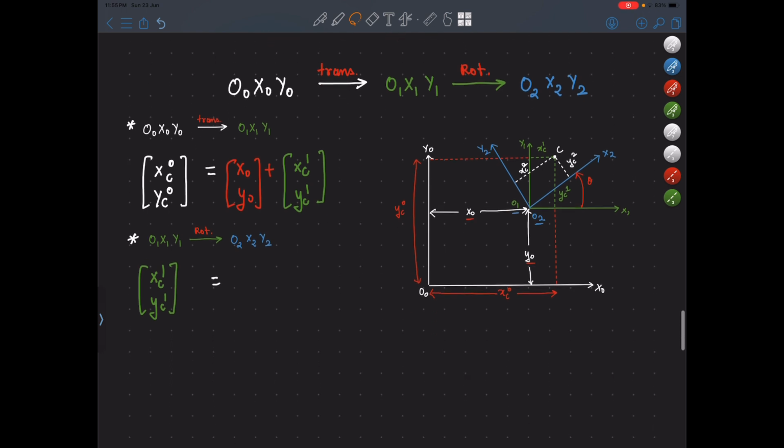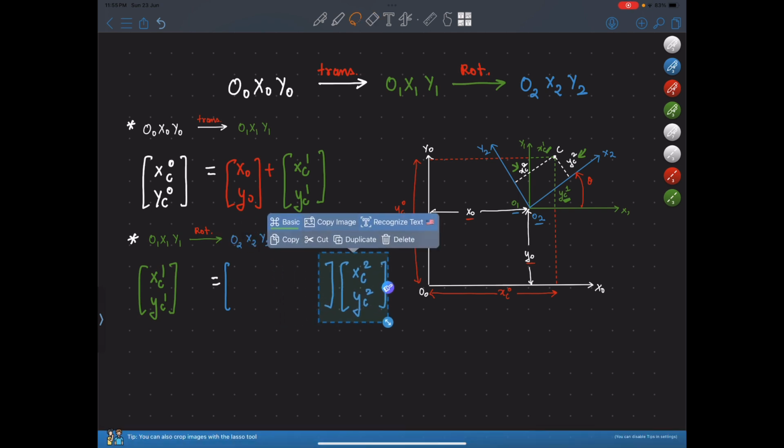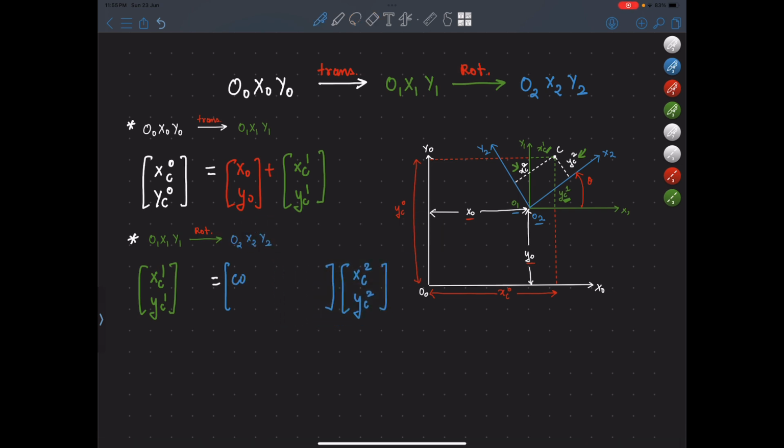All right. So basically, xc1 and yc1, their relation with xc2 and yc2 is what? Let's try to write that. So xc2 yc2 is multiplied by the rotation matrix. All right, so cos theta, minus sine theta, cos theta. All right. So these are the two equations.